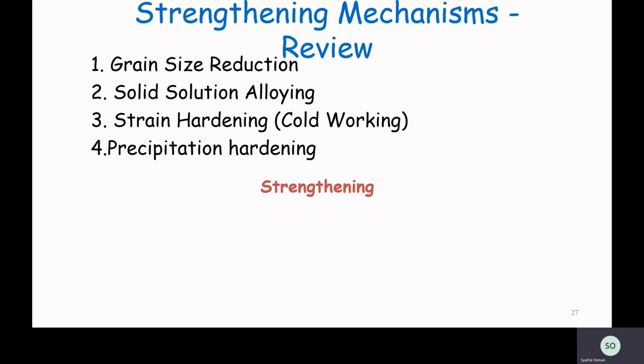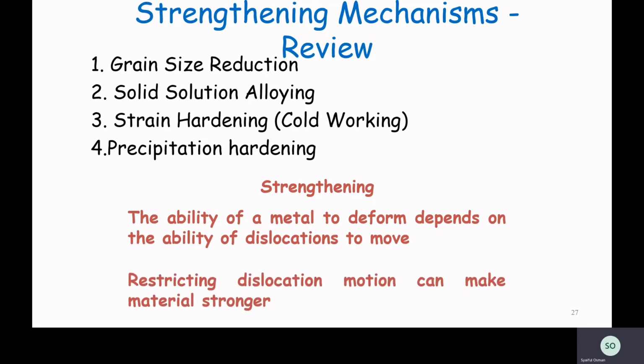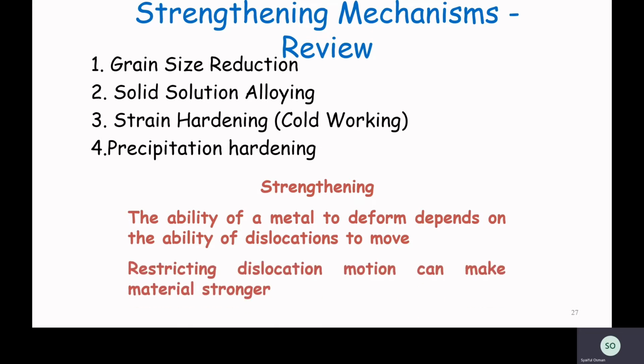Strengthening can be defined as follows: the ability of a metal to deform depends on the ability of a dislocation to move. By restricting dislocation motion, it can make the material stronger. If you still remember what we have learned previously, if we limit the movement of a dislocation, then we can reduce the ductility of the material, and at the same time, we increase the strength of the material.